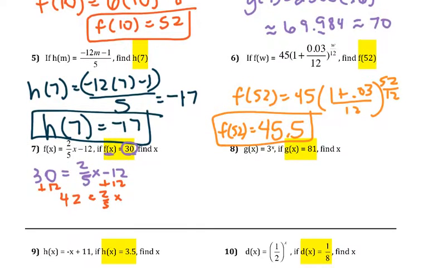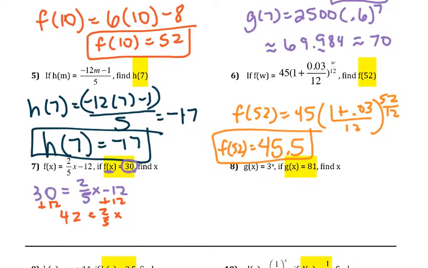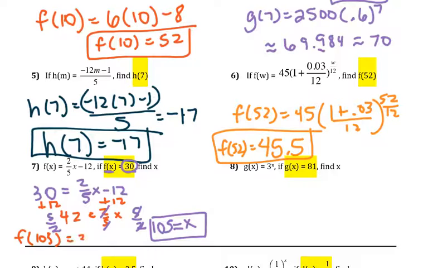And then remember that we learned this way back at the beginning of the year. And so at this point now we're going to multiply by the reciprocal. So we're going to multiply by 5/2. And that's going to cancel on the right-hand side. So I'll have x is equal to 42 times 5/2. And that's going to give me 105. And so when it says find x, I'm going to say x is equal to 105. Now what that means is that if I would have done f of 105, I would have gotten 30. So my input is 105 and my output is 30. That's the ordered pair that would be on the graph.